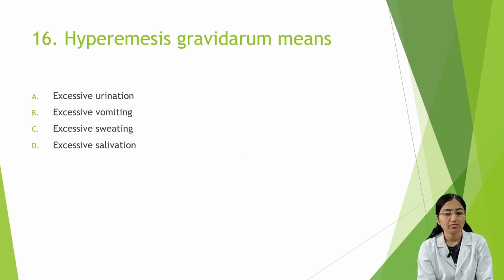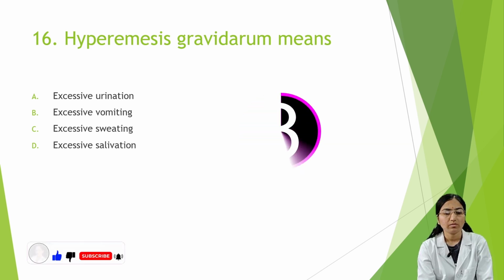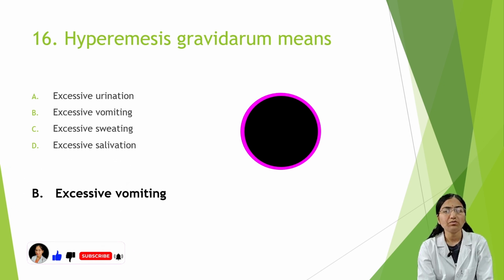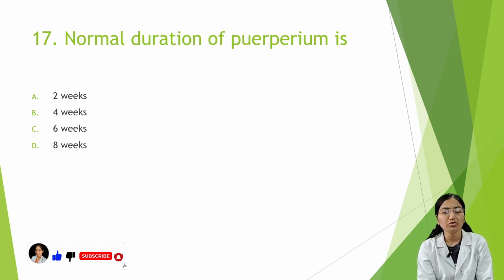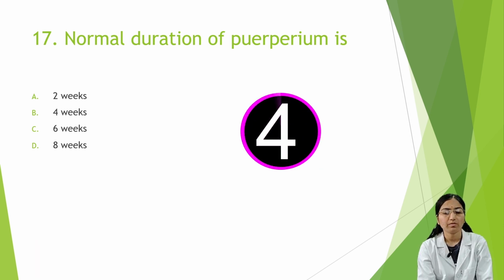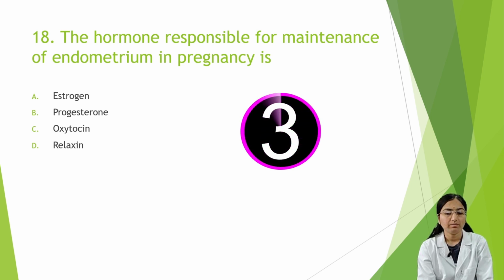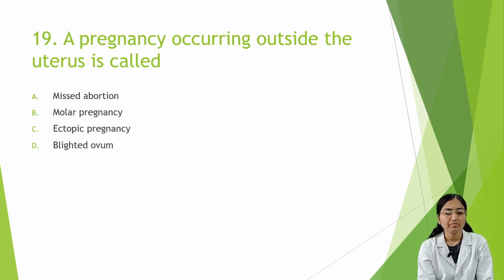During pregnancy, the total blood volume increases by? 30 to 40%. Hyperemesis gravidarum means? Excessive vomiting. Normal duration of puerperium is? 6 weeks. The hormone responsible for maintenance of endometrium in pregnancy is? Progesterone.